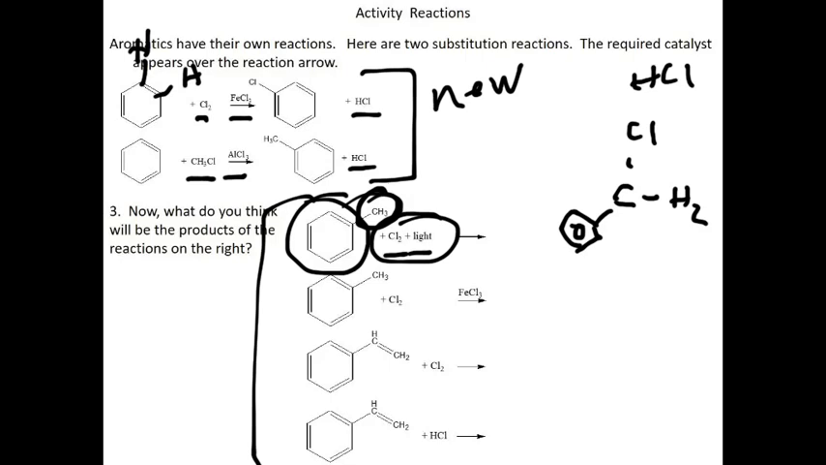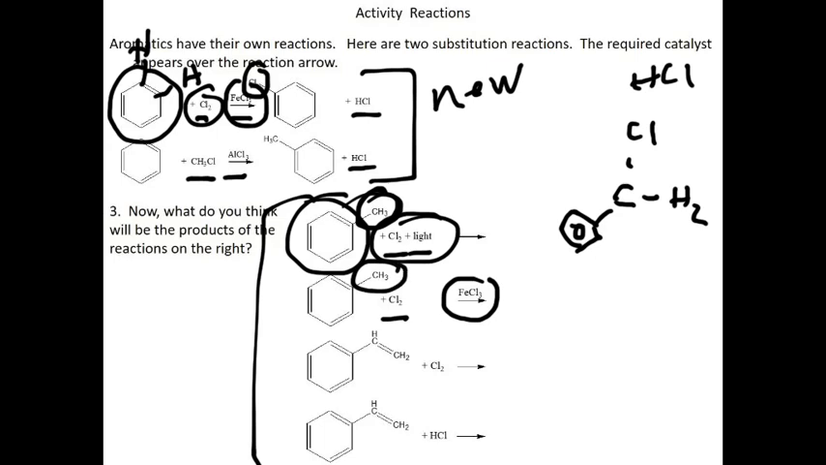Now here, we've got chlorine, and we have this catalyst. What does the catalyst do when you add chlorine to an aromatic ring? It puts it on the ring. Right, so here you have an alkane part. Is this catalyst going to do anything to the alkane part? No. It's going to work on the ring part. So the chlorine now is going to go on the ring.